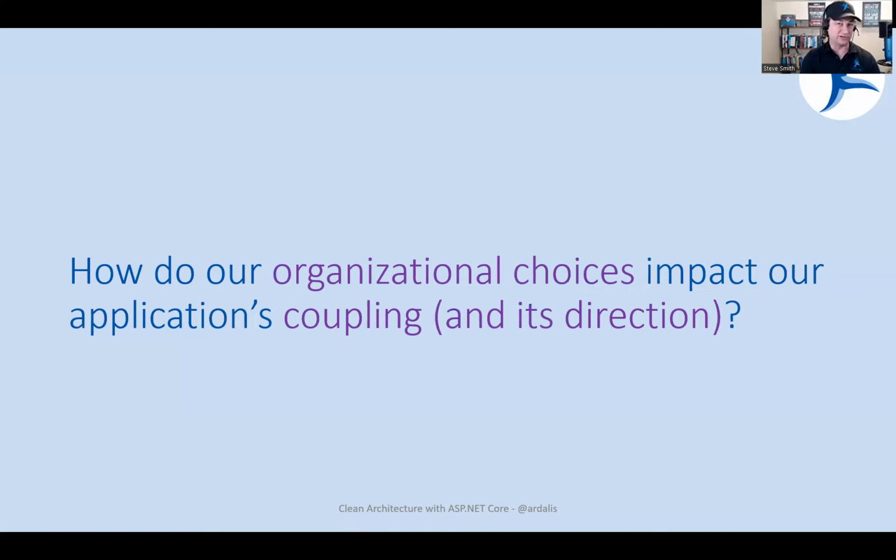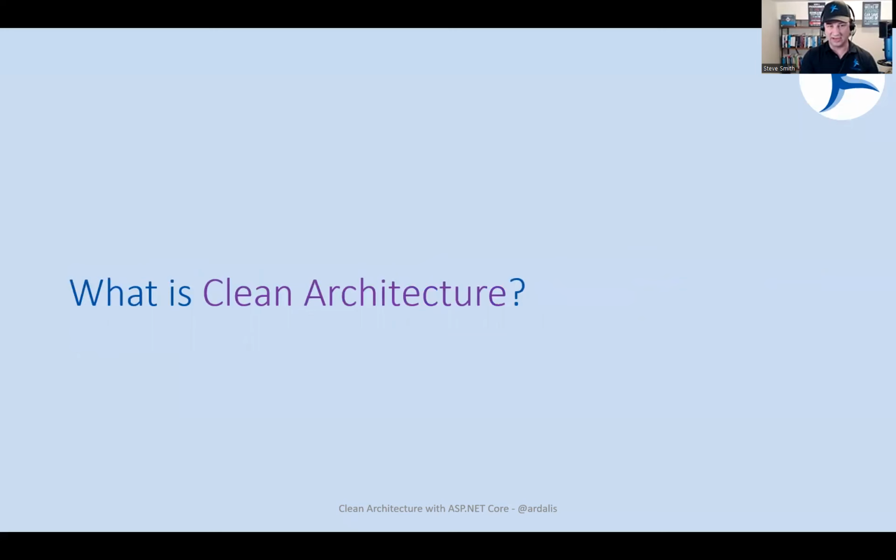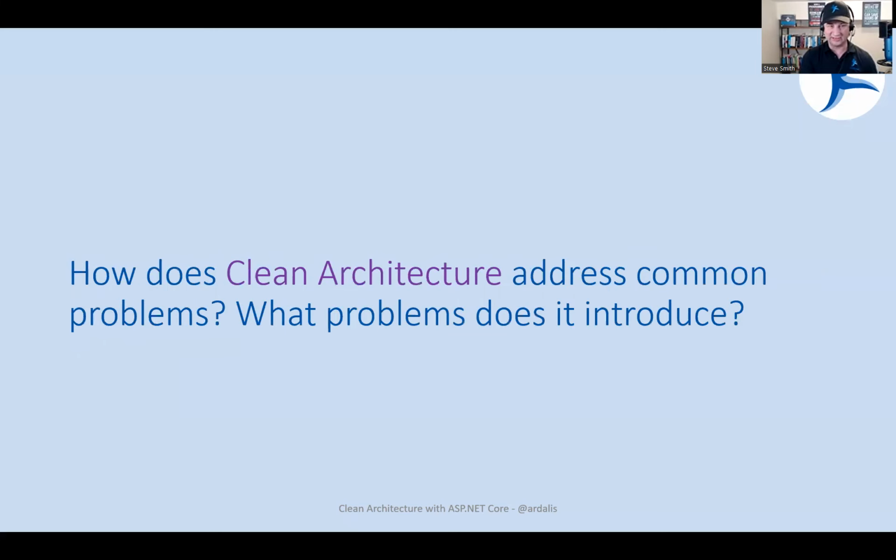And one of the ones I'm most interested in is coupling, because it turns out that coupling is one of the things that causes a great deal of pain later on in your system if you have tight coupling in the wrong direction, which we'll talk about. So we'll see some of the common problems associated with certain architectural approaches, certain decisions about especially the dependency direction and how that coupling comes into play. And of course, we'll talk about what is clean architecture and what are some of the problems that it is designed to overcome. And what problems does it introduce, right?